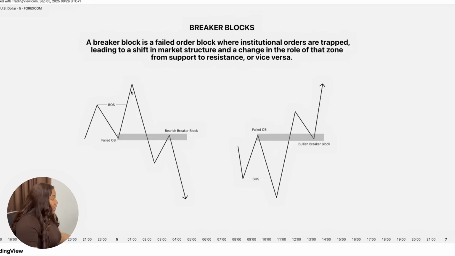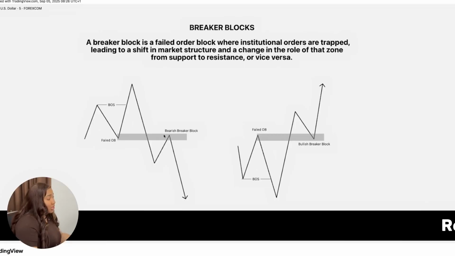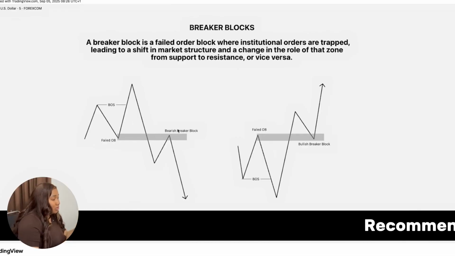So once price pierces through an order block, that simply means the order block is no longer valid. And price returning back into that order block, that is what we call a breaker block. And I'm going to show you guys how to actually catch good entries using this particular trading model. So just keep watching. Let's get to know the importance of breaker blocks.